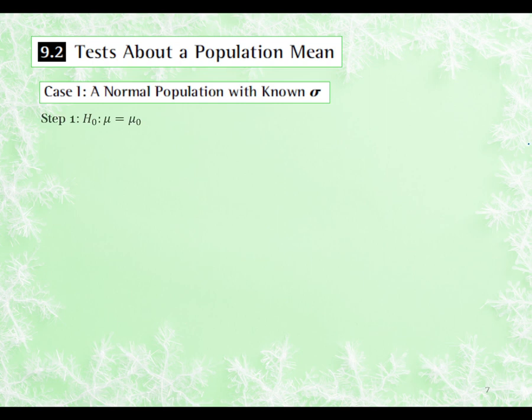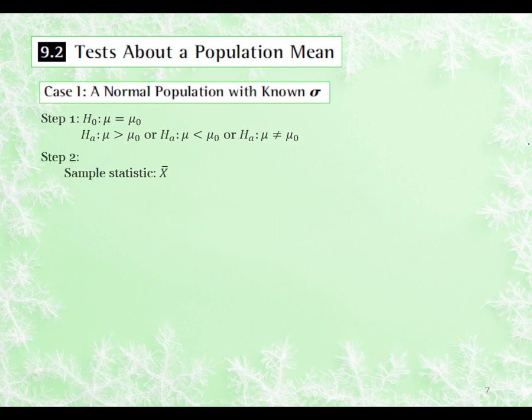Now, again, first step will always be to formulate our null and alternative. So our null is going to be that the mean is equal to some value. And again, that mu naught, the null value or the hypothesized value, is just a placeholder for a value that we're going to plug in there. Then our alternative will be greater than, less than, or not equal.